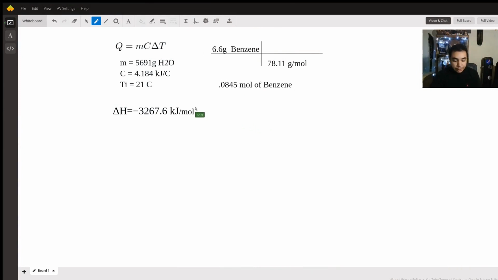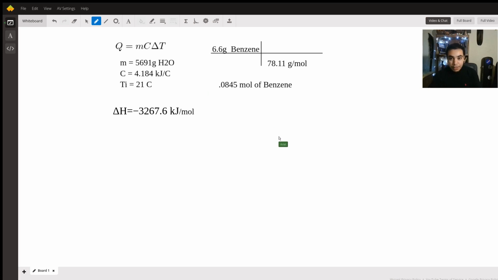Okay, so this is a chemistry question for Sarah. She asks, with the balanced equation given, and this is for the combustion of benzene, which is C6H6, a nice little ring of carbons. When you burn that, how much energy do you produce? In this specific question, if you burn 6.6 grams of benzene, and the heat produced is added to 5,691 grams of water at 21 degrees Celsius, what will the final temperature of the water be?